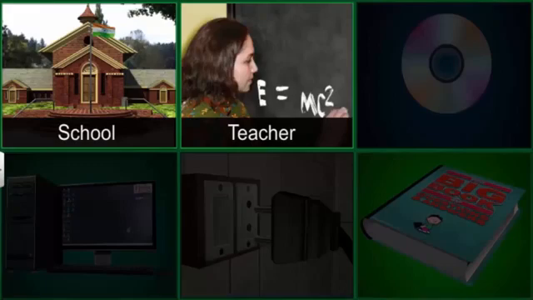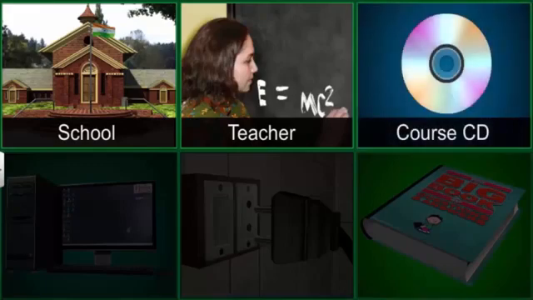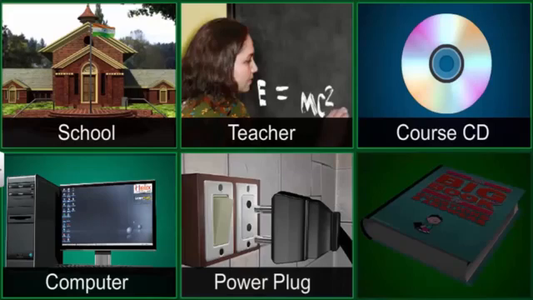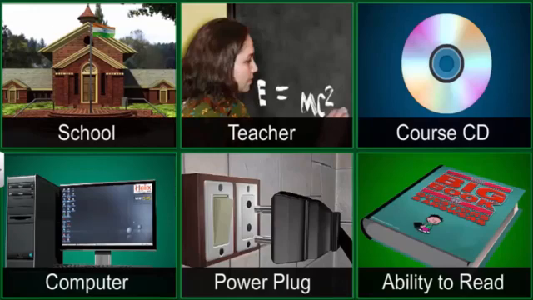Your school where you can sit and watch this course. Your teacher who can explain it to you. A CD that contains this course. A computer to run the CD on. Electricity supply to run the computer. Your own ability to read and write. These are just some of the things that allow you to go through this course. All these are examples of things that you use to satisfy your need for learning.